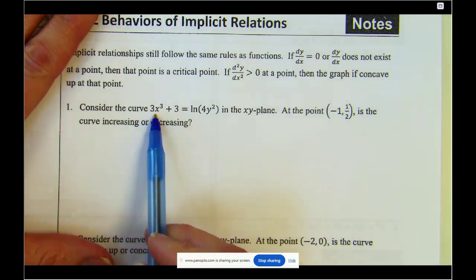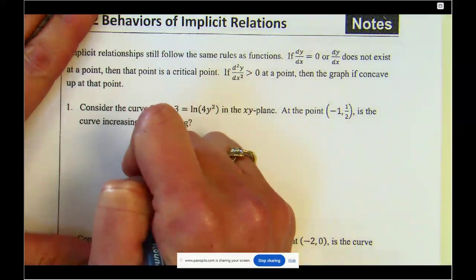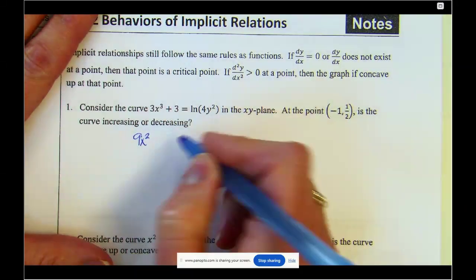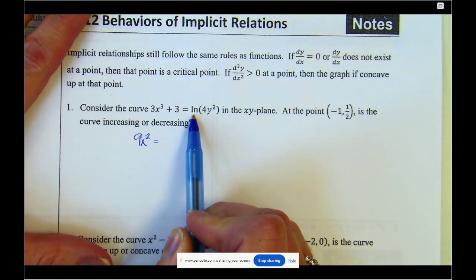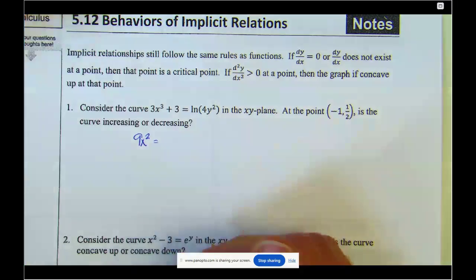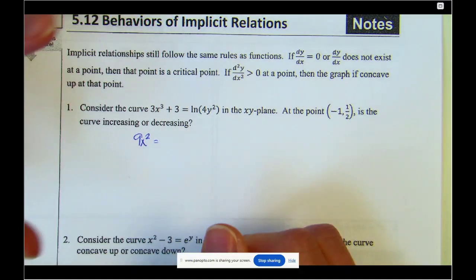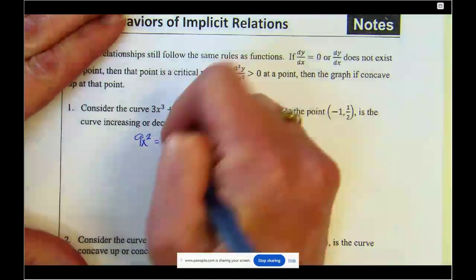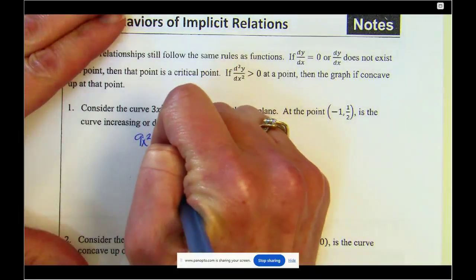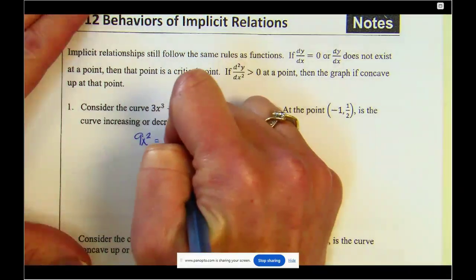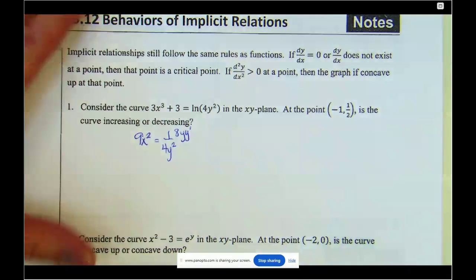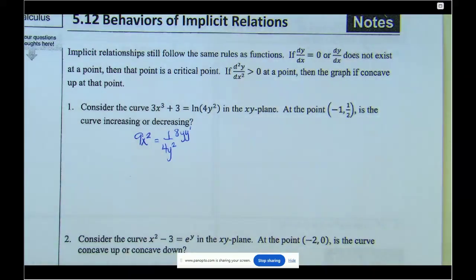We do this on this piece of paper, right? Yep, 9x squared. The derivative of 3 is nothing. The derivative of natural log is 1 over the x thing, so 1 over 4y squared. But chain rule says multiply times the derivative of the thing inside parentheses. So it's 8y y prime, because you're doing this implicitly.